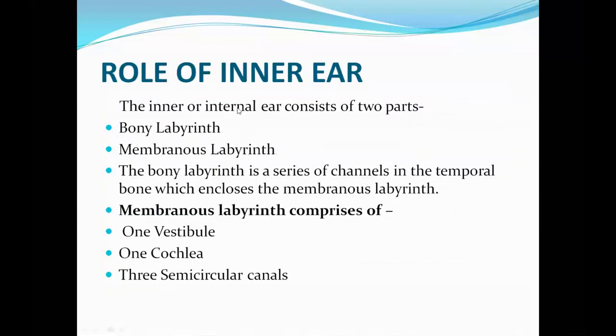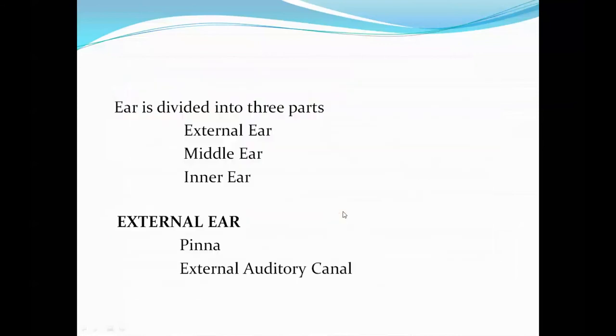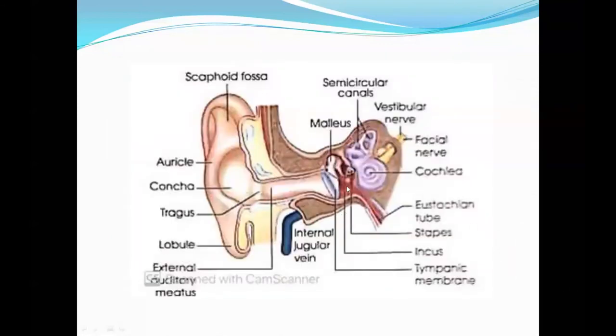Now, the role of inner ear. The inner or internal ear consists of two parts: bony labyrinth and membranous labyrinth. The bony labyrinth is a series of channels in the temporal bone which encloses the membranous labyrinth. Membranous labyrinth comprises of one vestibule, one cochlea, and three semicircular canals. Here we can see three semicircular canals, cochlea, and vestibule. Vestibule contains utricle and saccule.